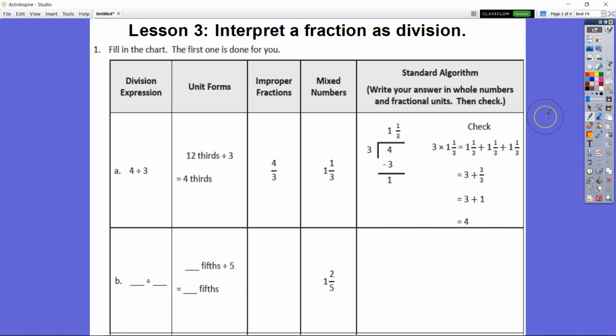Welcome back. Let's take a look here at lesson 3. We're going to interpret a fraction as division. Our directions tell us to fill in a chart. We're going to jump right into B here.